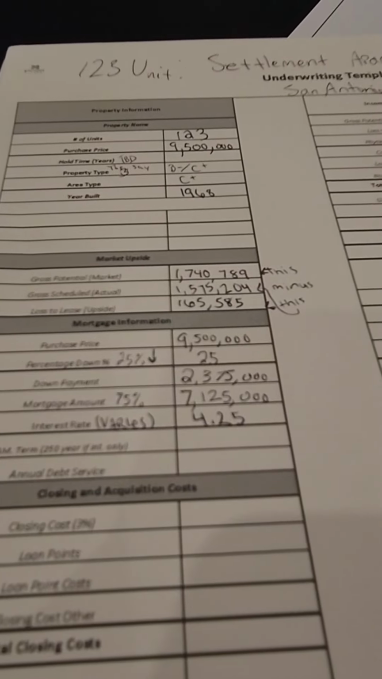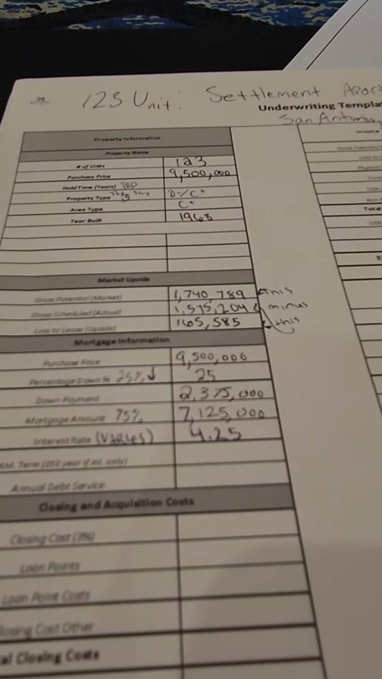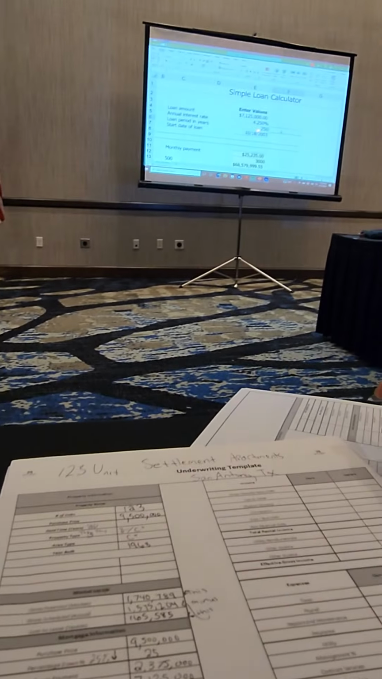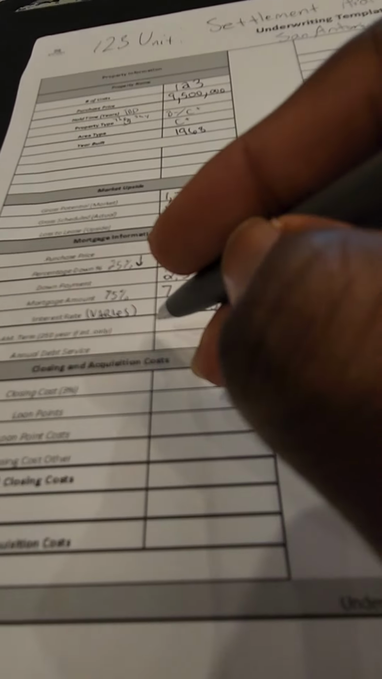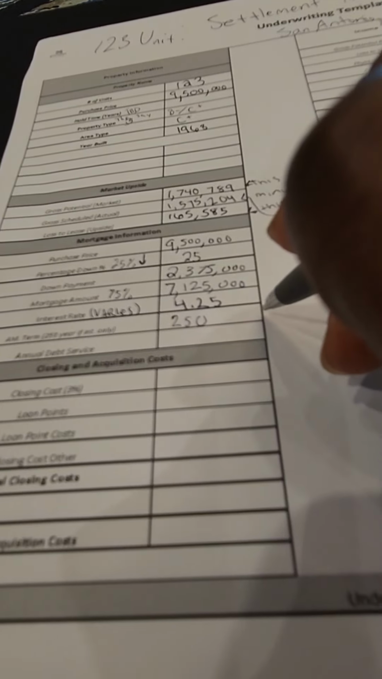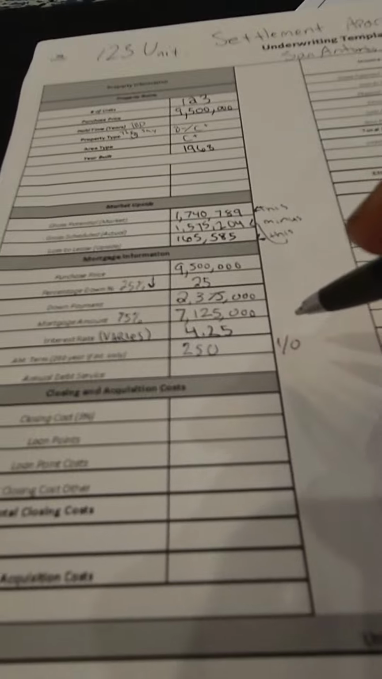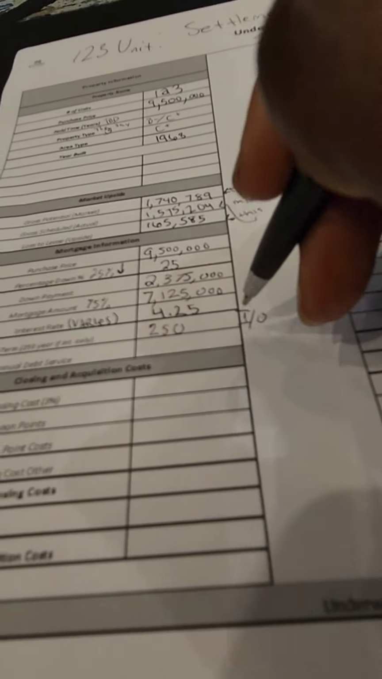But the way they run that though is instead of 30 years, we put 250 years. So 7.125 million on the purchase at 4.25. And then loan period, because it's the interest only part, put 250 in here. That's what they're telling you to do in parentheses, right? If you want to look at your interest only, do 250 years. Which means our monthly payment would be $25,235. Is that a big difference? Huge, which means who gets a better return? Our investors and us, right?